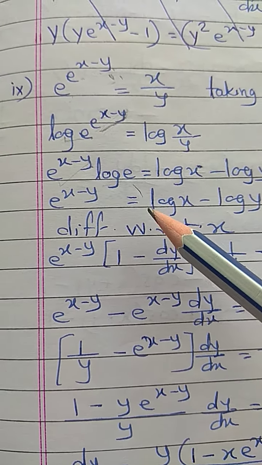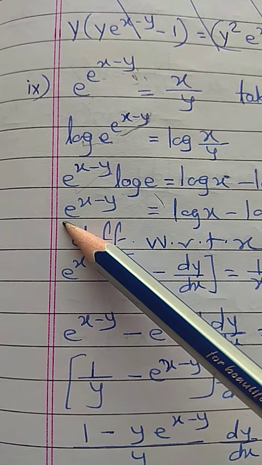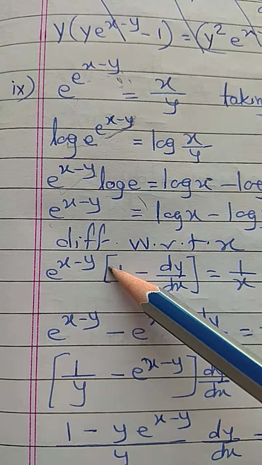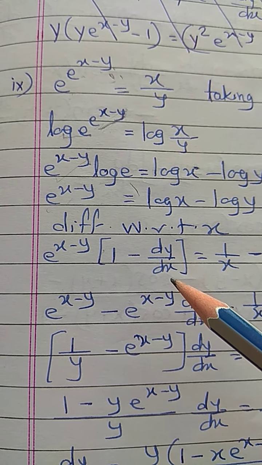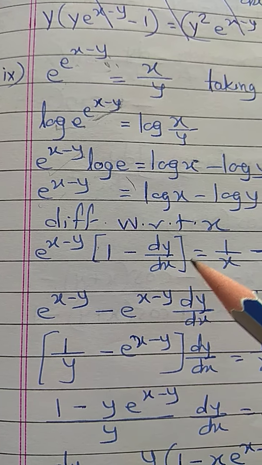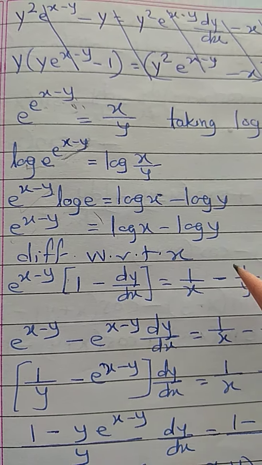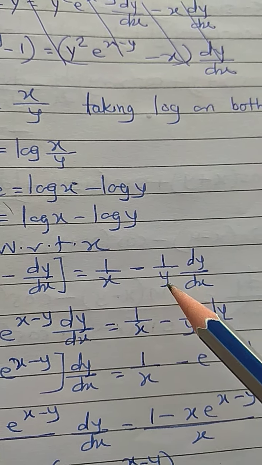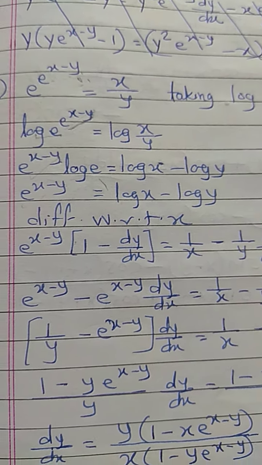So e raised to x minus y is equal to log x minus log y. Differentiating with respect to x. Derivative of e raised to something is e raised to that thing into derivative of this, x minus y, which is 1 minus dy by dx, because derivative of x is 1 and derivative of y is dy by dx. Derivative of log of x is 1 upon x, minus derivative of log of y is 1 upon y, and derivative of y is dy by dx.